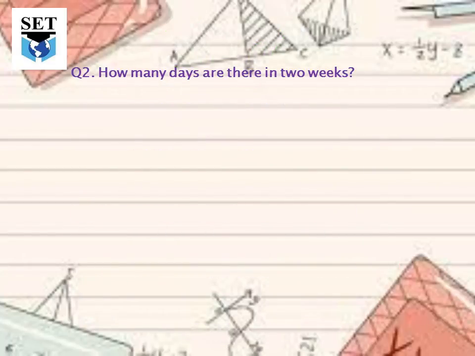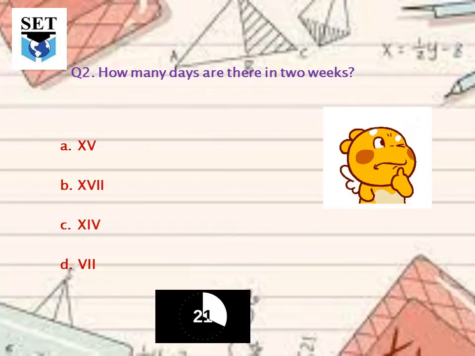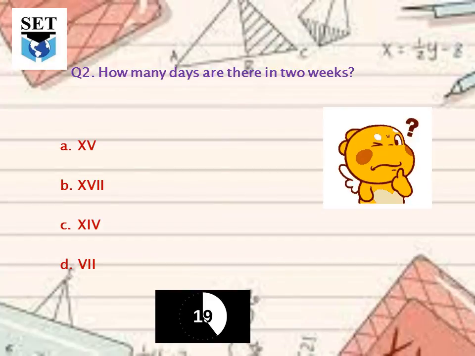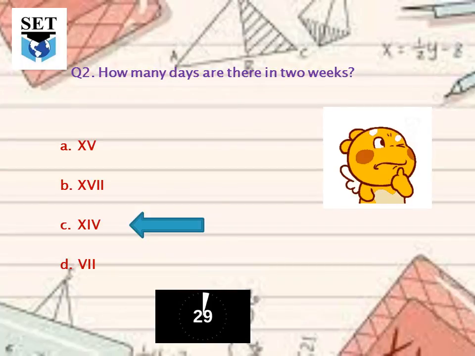So, the second question is, how many days are there in 2 weeks? XV, XVII, XIV, VII. Your time starts now. I know you can solve it. Okay, so the correct answer is XIV, 14. Very good.